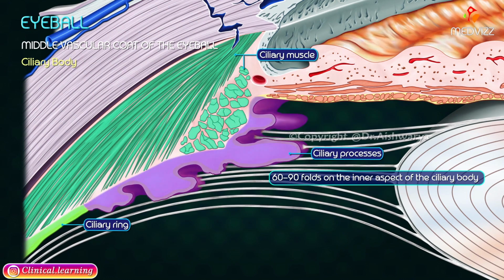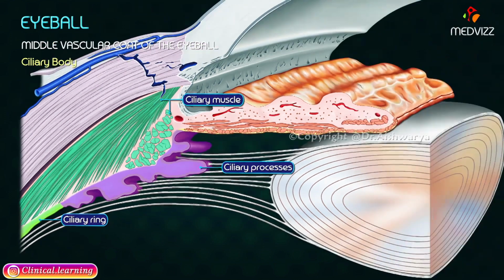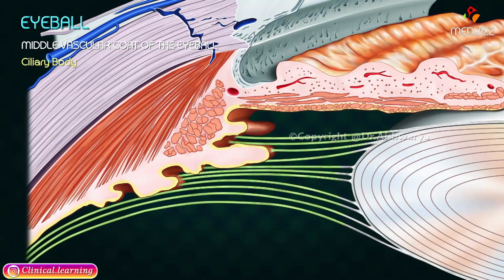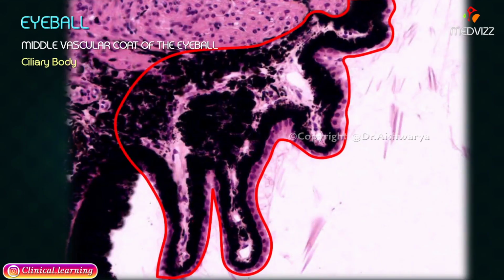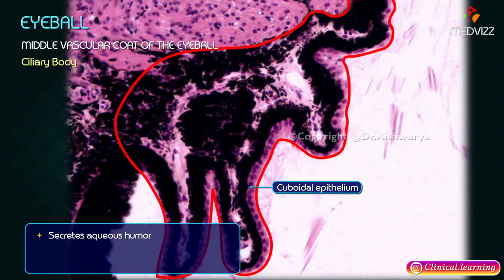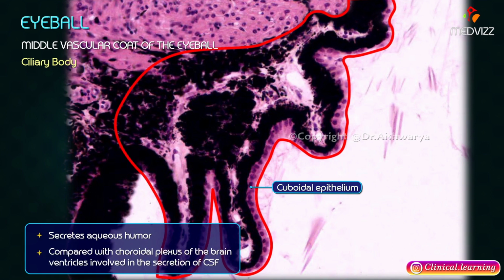Ciliary processes are a group of 60 to 90 folds on the inner aspect of the ciliary body. They are arranged radially between the ciliary ring and the iris. The grooves between the processes provide attachment to the fibers of suspensory ligament of the lens. The ciliary processes are a complex of capillaries and cuboidal epithelium which secretes aqueous humor. The ciliary processes may be compared with choroid plexus of the brain ventricles involved in the secretion of CSF.